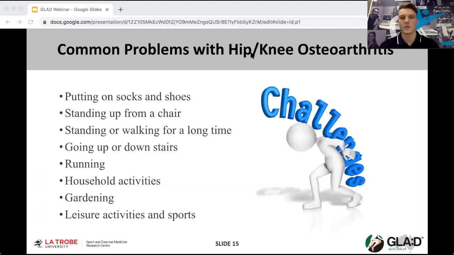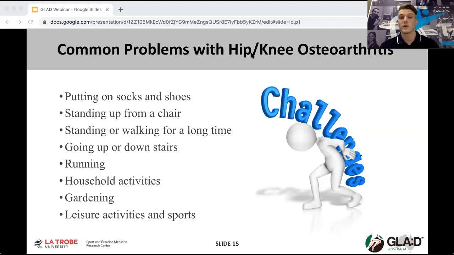All right, so some common problems with hip and knee osteoarthritis. So as you can see there's a bit of a list. So osteoarthritis can create challenges to completing many activities. So I want you to have a think to yourself about which of these activities you have trouble with. And if there are any other activities not listed that you find challenging due to your osteoarthritis, feel free to share them now in the comments or during the GLAD sessions themselves.